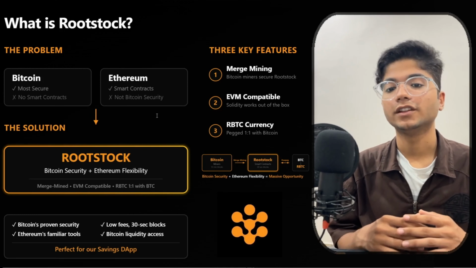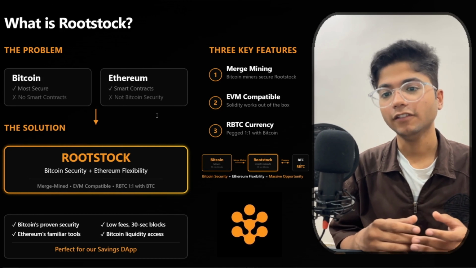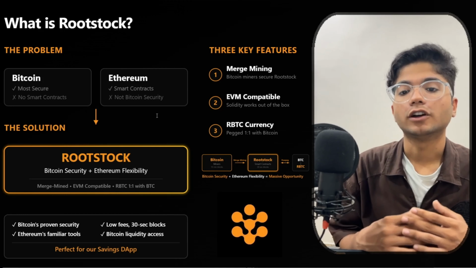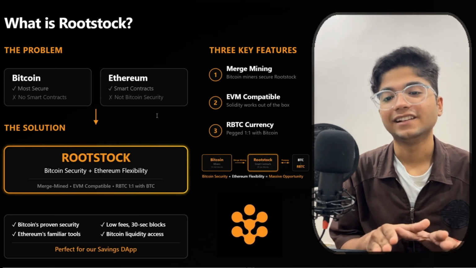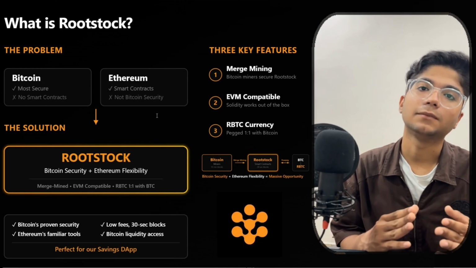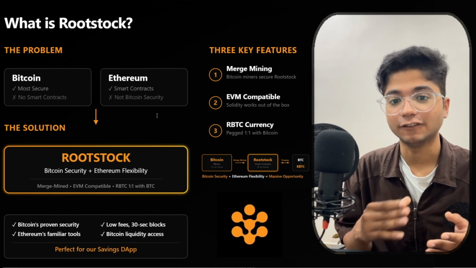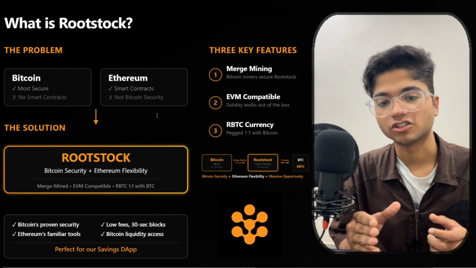Thirdly, RBTC. The native currency on Rootstock is RBTC, which is backed one-to-one with Bitcoin. You convert BTC to RBTC and you can always convert it back freely. This brings Bitcoin's liquidity and Bitcoin holders direct access to the DeFi ecosystem and dApps on top of the blockchain.